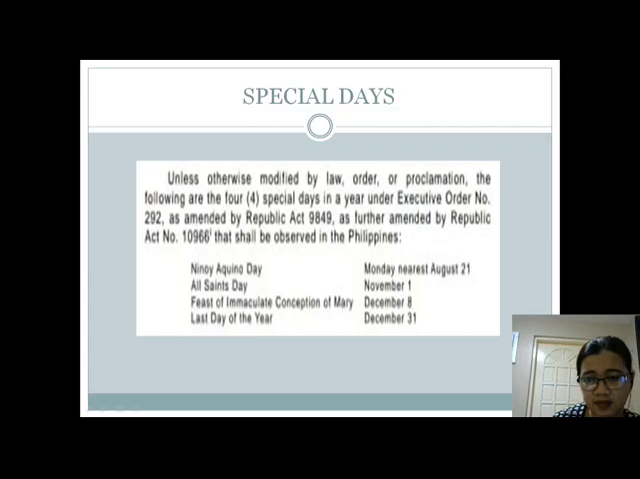Here are examples. It's blurry, sorry for that, but again, you can read this on the handbook from DOLE. Examples of special days are Ninoy Aquino Day, which is the Monday nearest August 21. We also have December 8th, Feast of the Immaculate Conception of Mary.